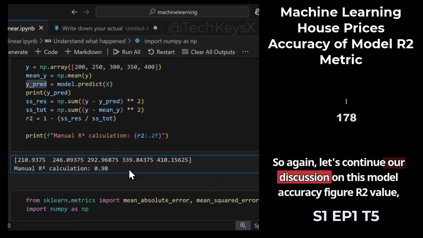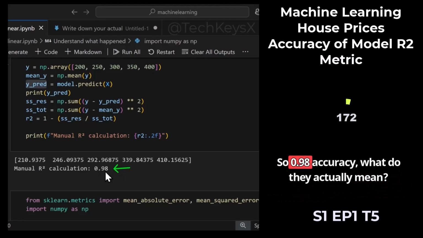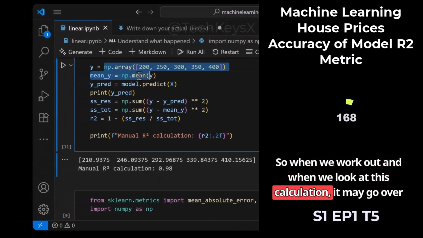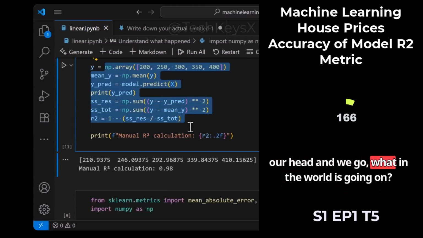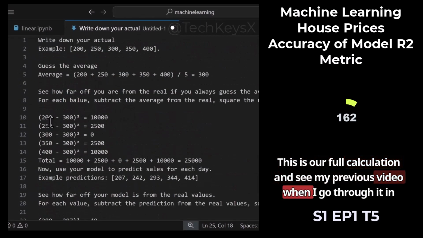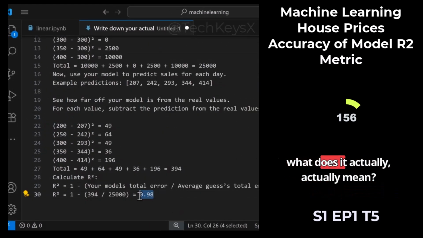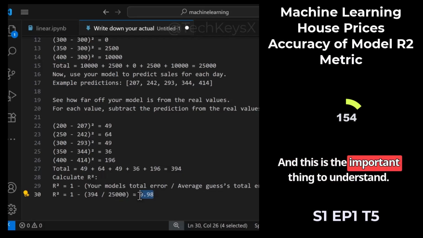So again, let's continue our discussion on this model accuracy, the R2 value, which a lot of people in linear regression and machine learning get confused about. So 0.98 accuracy, what does it actually mean? When we look at this calculation, it may go over our head and we go, what in the world is going on? So let's break it down. This is all for calculation, and see my previous video where I go through it in detail. But when we work out this accuracy and we get this figure 0.98, what does it actually mean? This is the important thing to understand.